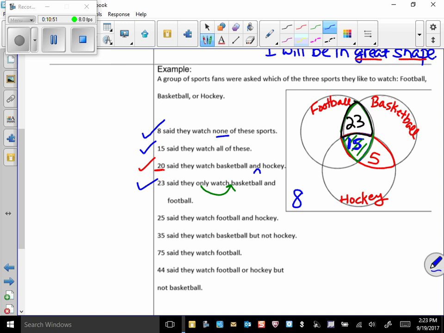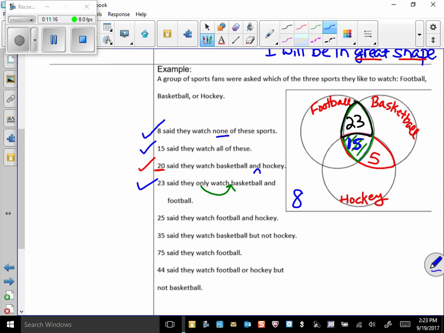25 said they watch football and hockey. Football and hockey. I'll just use black again. Okay, here goes my black color. You'll be better off if you use your color pencils and highlight these, because then you can use a lot of different colors. Okay, what am I looking for? Football and hockey. So here goes. I'm going to outline it. No, let me outline it in blue. I haven't used that yet.